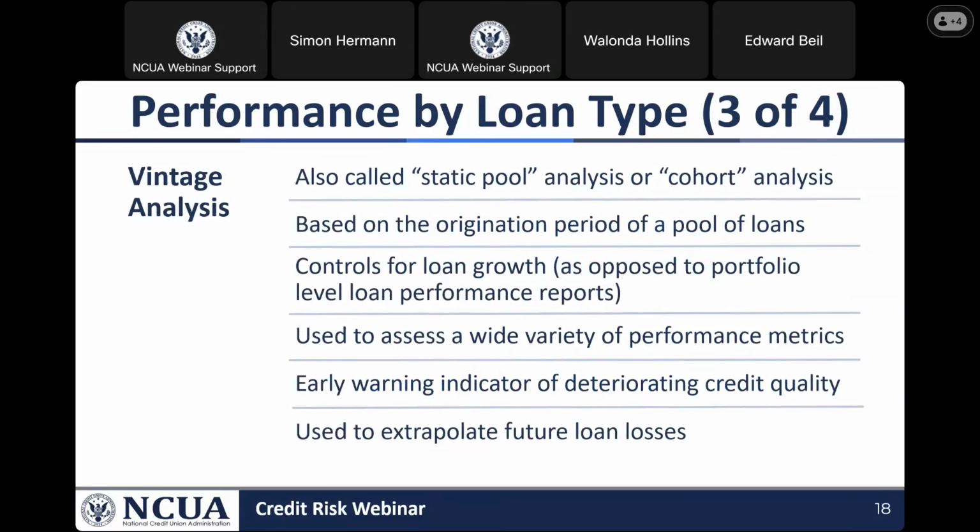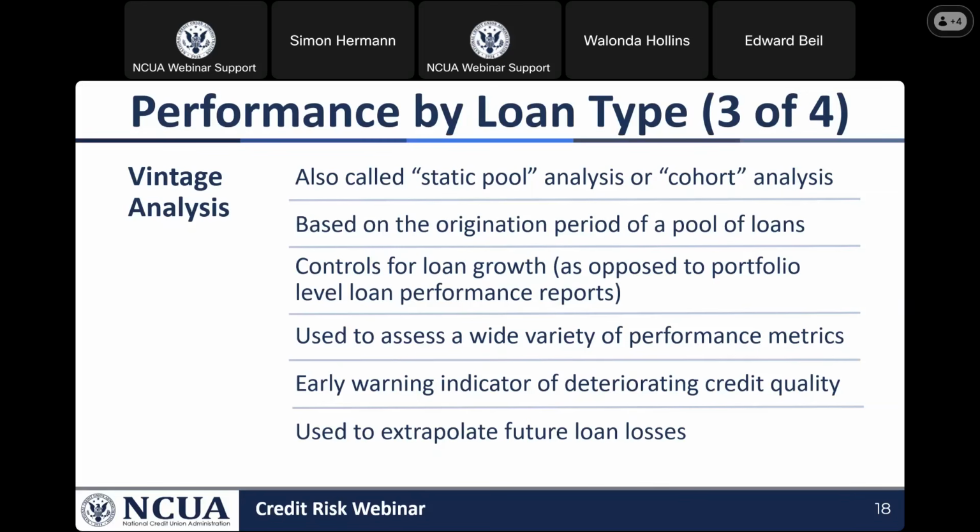One method to mitigate the risk of delinquency and charge-off rate reports misrepresenting credit risk is performing loan portfolio vintage analysis, which is also referred to as static pool analysis or cohort analysis. Vintage analysis controls for loan growth, meaning that credit unions can obtain a clearer picture of loan performance. Importantly, vintage analysis can help identify and measure risk that can be missed by the delinquency and charge-off reports that were addressed on the prior slides.